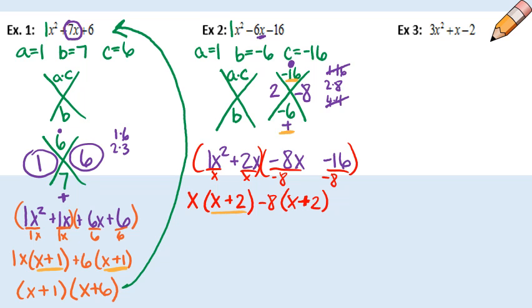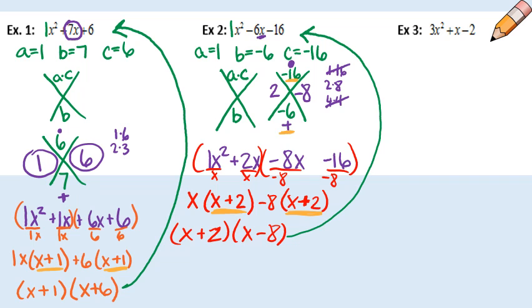I ended up with what I needed, the same thing twice. Therefore, if I divide out my common factor of x plus 2, I have remaining the factor of x minus 8. If you're unsure if that's correct, you can always FOIL, and you should end up back at the original question.